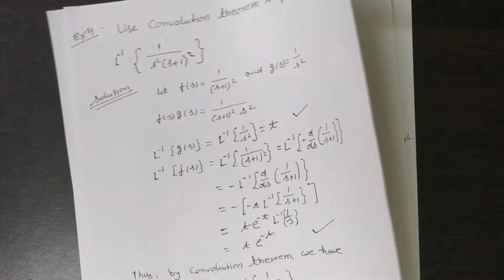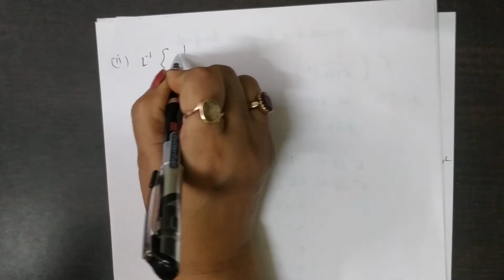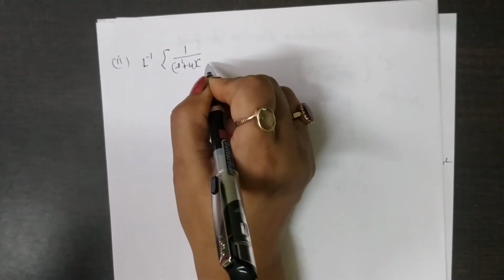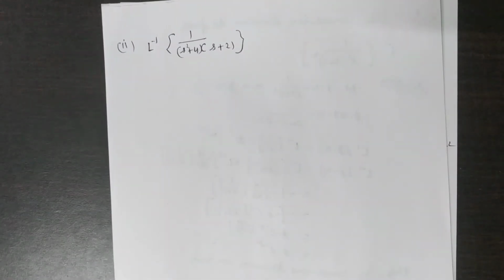I have also defined another question of convolution theorem like that. The other question is the convolution theorem. Let us solve this. This is again something you can solve. The next part, you can see the second part: Laplace inverse of 1 by (s square plus 4) and also (s plus 2). I think this question you can also solve with the same method.